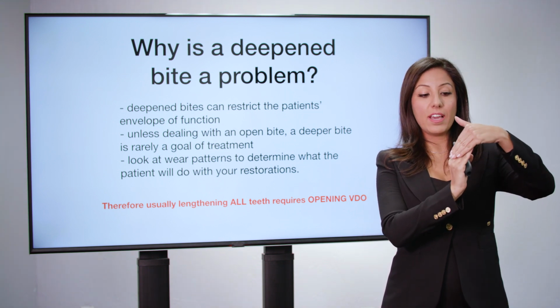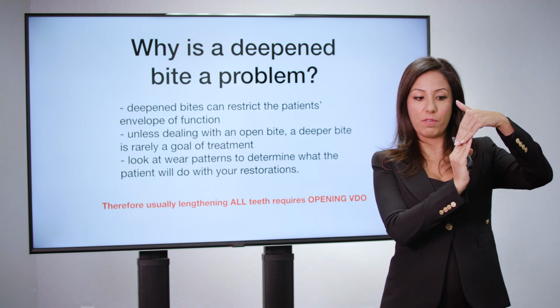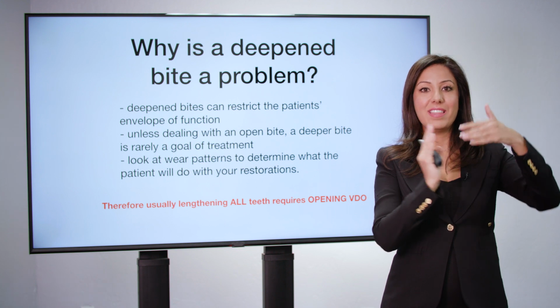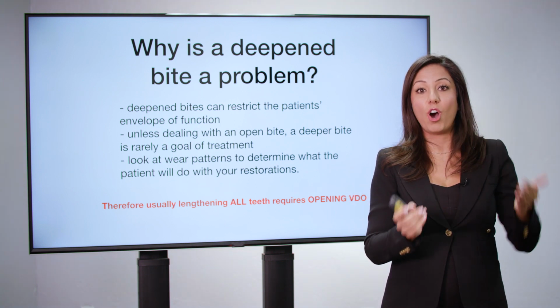We can actually undo this. When we want to add 2 millimeters to the length of the teeth, if we open the bite by 2 millimeters, they cancel each other out and you haven't actually restricted their movement at all. Normally, if you want to lengthen all the teeth in an arch, or 8 or 10 teeth in an arch, you need to open the vertical dimension.